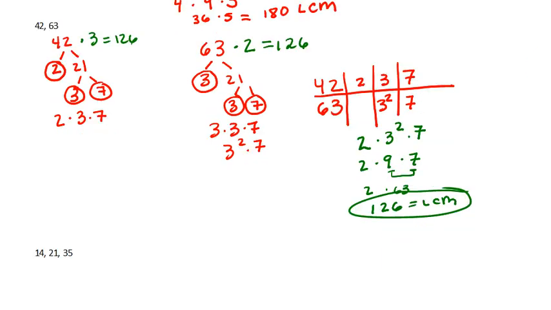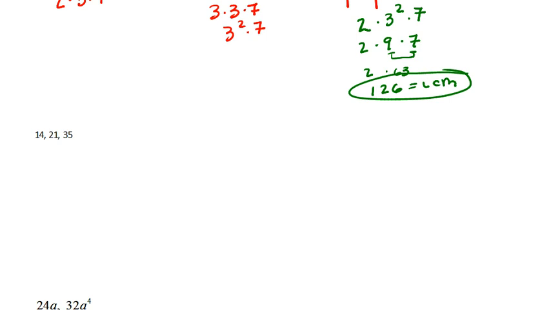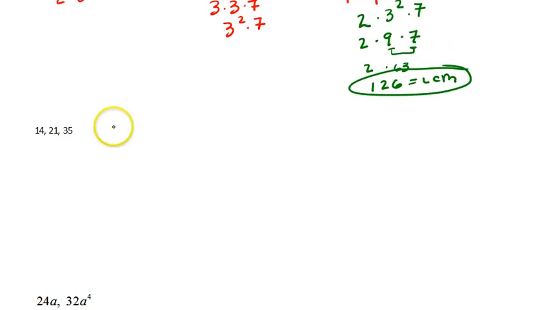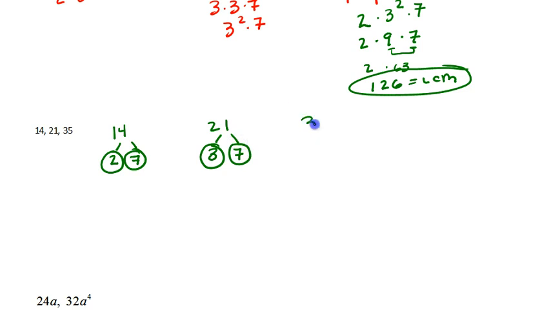Now sometimes you'll have three numbers. For instance, here I have 14, 21, and 35. So I'm going to start with my first number, 14, and I'm going to factor it out. 2 and 7. My second number is 21, which is 3 and 7. And my third number is 35, which is 5 and 7.